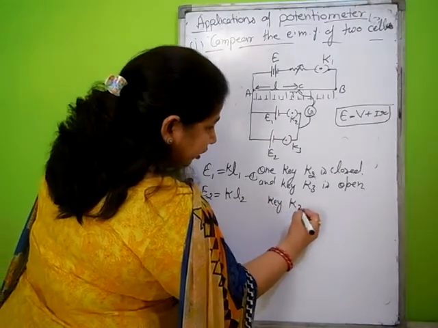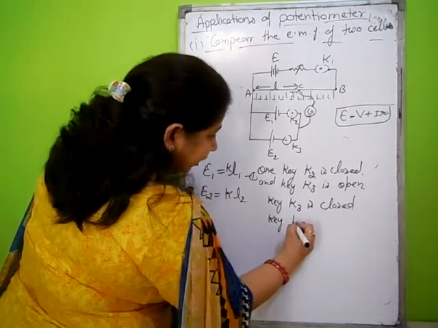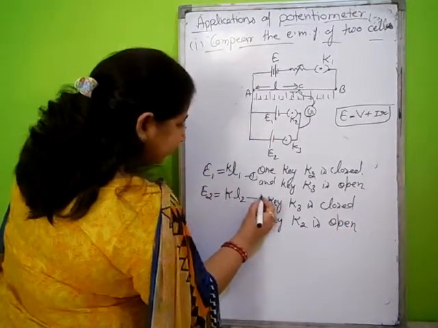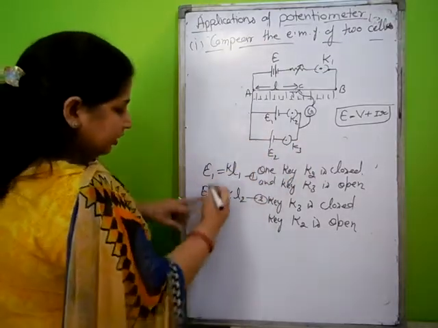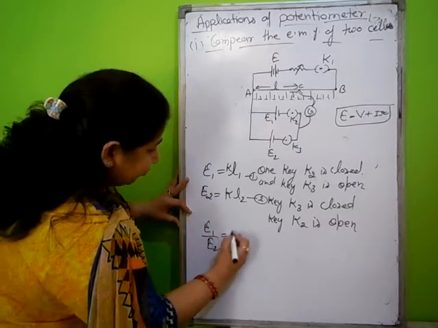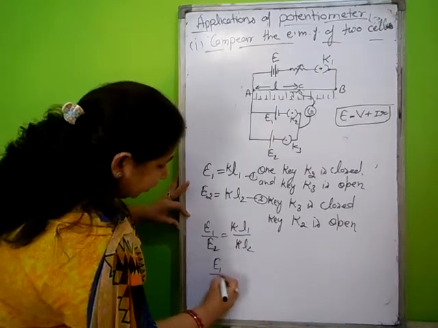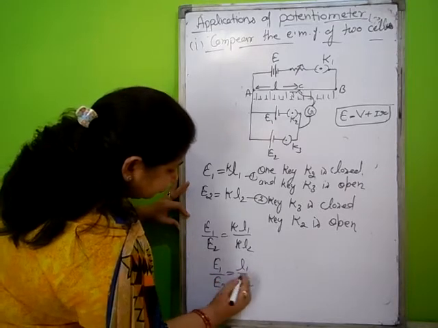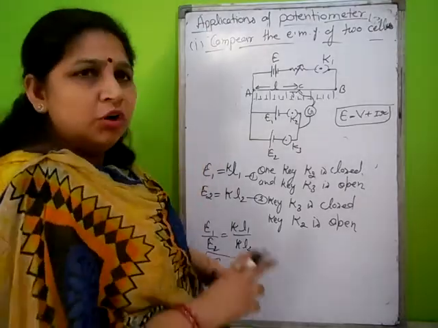Key K3 is closed and key K2 is open. Then we have this second condition, and the length will be different from the previous length. Now divide equation 2 by equation 1. E1 upon E2 is equal to K L1 upon K L2, K cancels out. E1 upon E2 is equal to L1 upon L2. This is the way to compare the EMF of two cells with the help of a potentiometer.